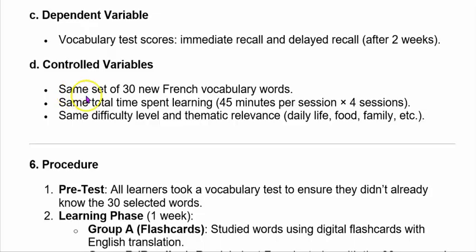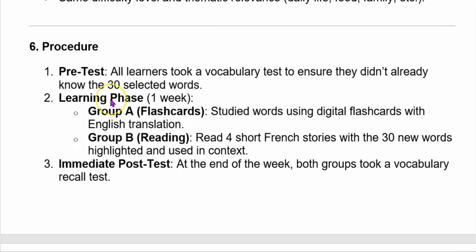Controlled variables. Same set of 30 new French vocabulary words. We are not going to change the words. Same total time spent learning, 45 minutes per session every day, 45 minutes into 4 sessions. Same difficulty level and thematic relevance. So everyone has the same kind of themes: life, food, family, everything simple. Just a normal French beginner. That is the control variables.